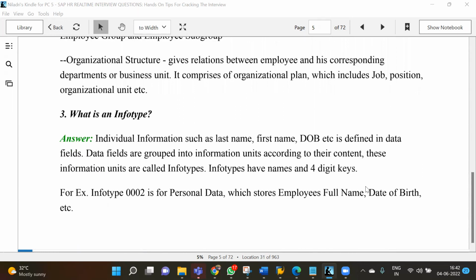Next one is a very fundamental question. What is an info type? Right. So there are better definitions compared to this. I'm expecting you to answer these things as well in your own words. What is an info type, basically? So you can write a better answer than this, but this is just for your reference.